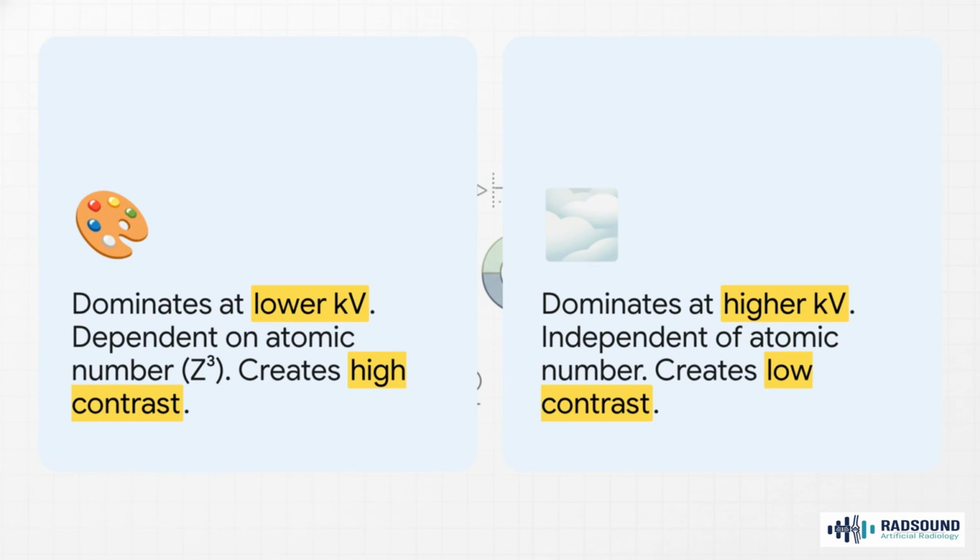So why? Why does higher kV kill your contrast? Well, it all comes down to this fundamental battle happening inside the patient. At lower energies, the photoelectric effect is king. It's super dependent on the atomic number of the tissue, and that's what gives us that beautiful, sharp, high contrast between bone and soft tissue. But as you turn up the kV, Compton scatter starts to dominate. And Compton scatter, it doesn't care about atomic number. It just creates this low-level fog all over your image, washing out the detail.